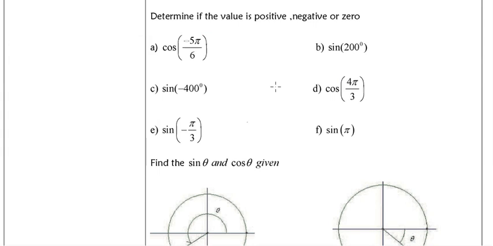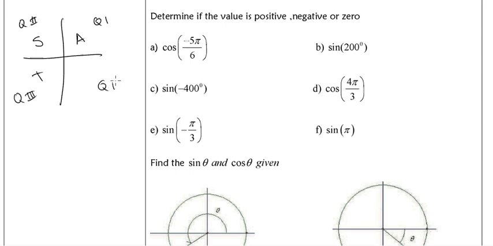All right, it says determine if the value is positive, negative, or zero. And so let's start by sketching our coordinate plane again. And remember in quadrant one that the cosine, sine, and tangent are all positive. Here in quadrant two, we have sine is positive. In quadrant three, we have tangent being positive, and here in quadrant four, we have cosine being positive.